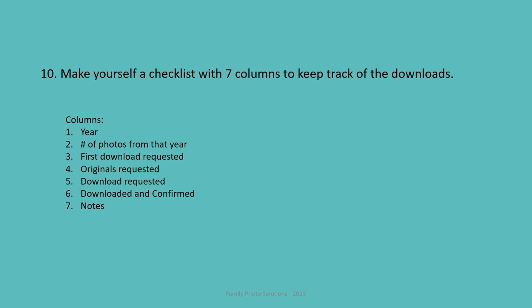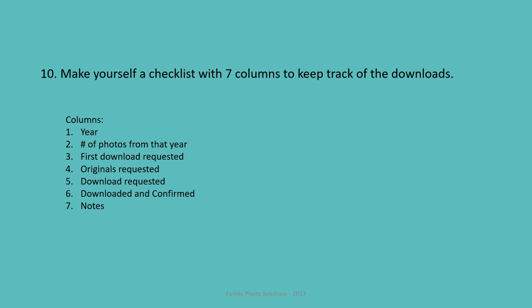The third column in this checklist will say first download requested, and we'll put a check mark here when we make that first request. The fourth column will say originals requested, and we'll check here when that request is made. The fifth column will say download requested, and yep, we're going to check here when we finally get to request the download. The sixth column is going to say downloaded and confirmed.